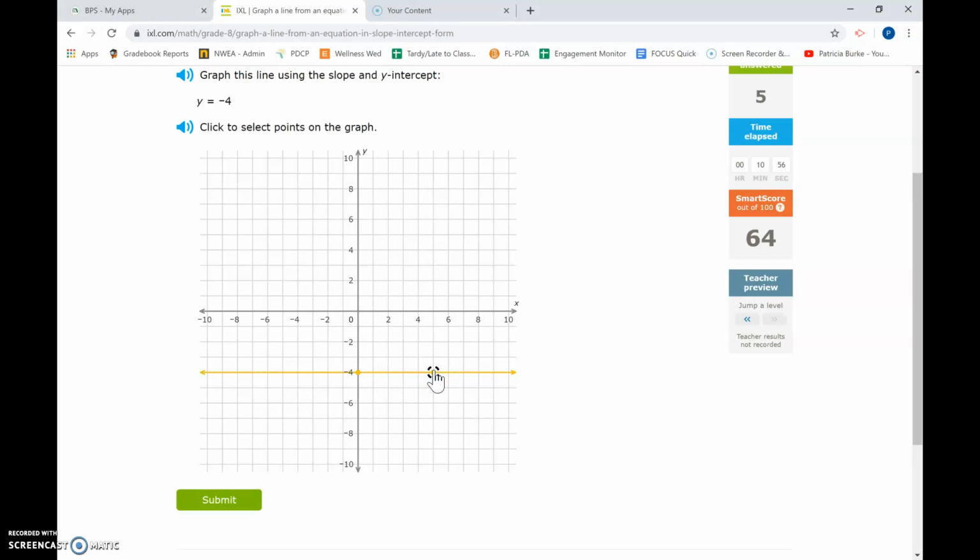I'll just pick that point. Now we have formed a horizontal line where all of the y's are -4. Doesn't really matter what the x is. All x's equal the same y. Y equals -4. You have no slope. You have a straight horizontal line.